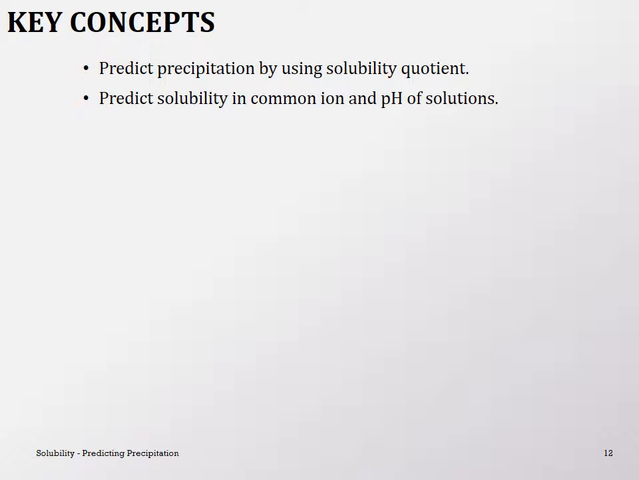So the concepts that I want you to gain from this presentation are to be able to predict precipitation using the solubility quotient, which is the QSP, and then predict solubility using the common ion effect and the pH. If you change the pH of a solution, how will the solubility change? Which means you need to know the KSP values, and you need to know the formation of strong acid, strong base, or conjugate acid, conjugate base.